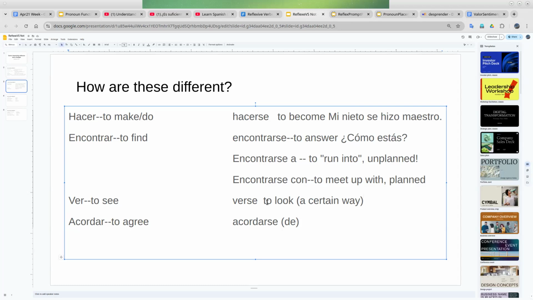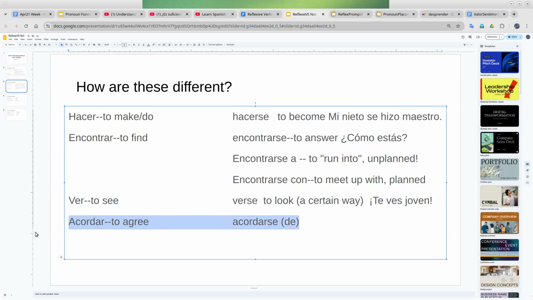Te ves bien, right? Or you're complimenting your friend, and there's something your friend did, the way they dressed or makeup or something. Te ves joven. You look young. So verse can be used in that way.